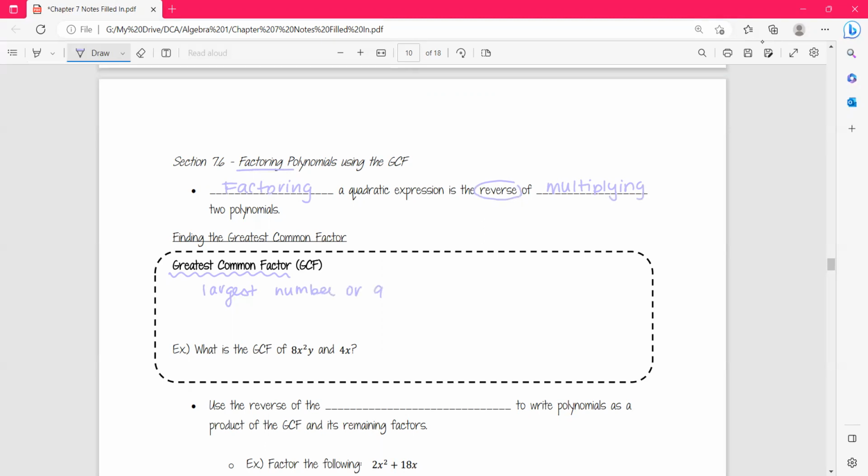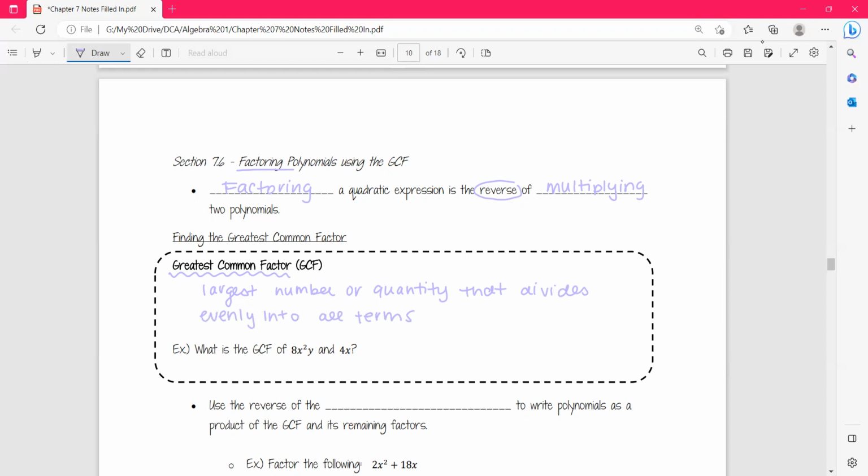or quantity that divides evenly into all terms. What is the GCF? And then there's an example. What is the GCF of 8x squared y and 4x?